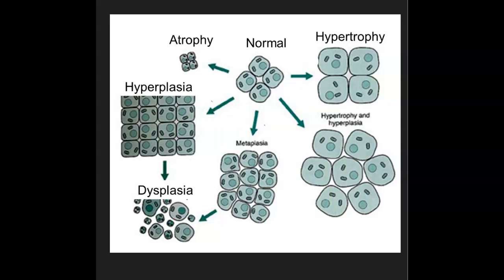There are 5 altered cell types that we will be discussing. They are atrophic, hypertrophic, hyperplastic, dysplastic, and metaplastic. The cell has a choice to either adapt in one of the ways mentioned, by changing size, number, or structure, or to die.